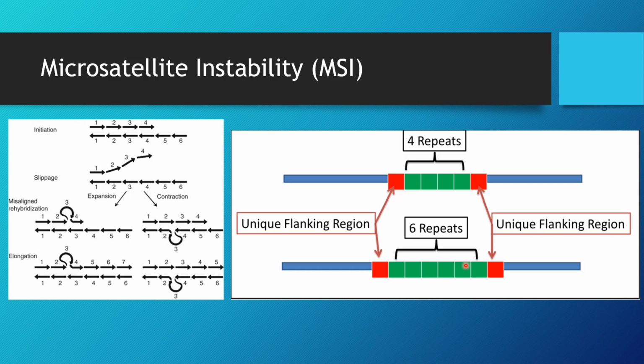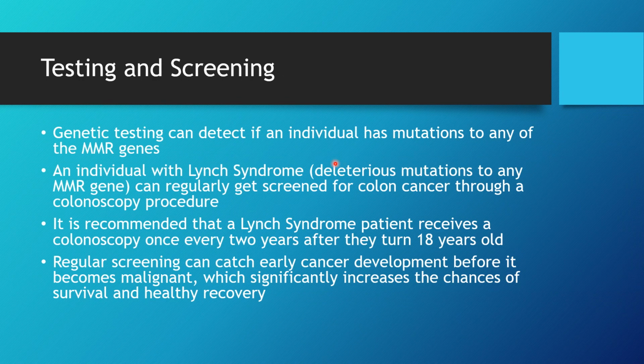This increases the rates of mutation, and it also increases cancerous effects because now the chromosomes are going to be much more abnormal as a result of these different amounts of repeats. This can be used to detect if an individual has mutations to any of the MMR genes.